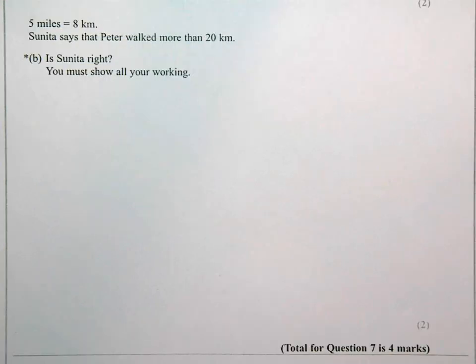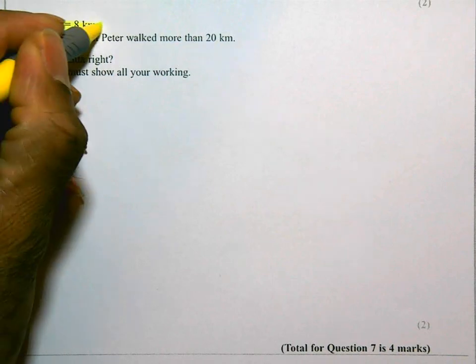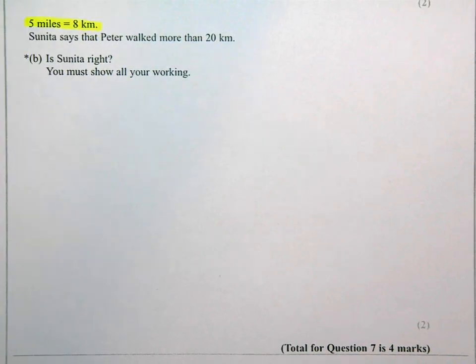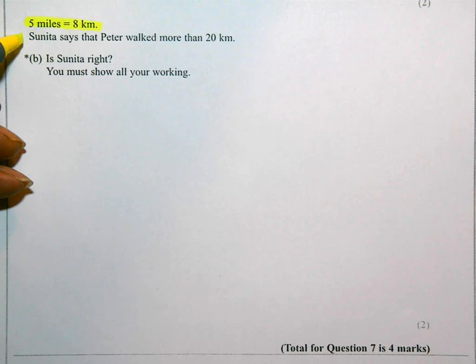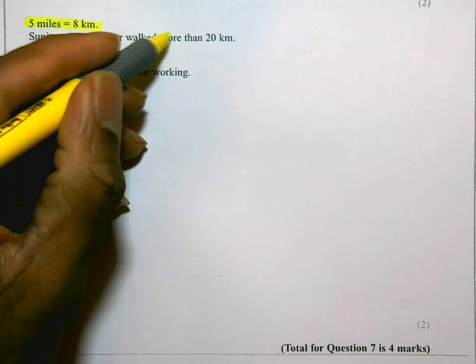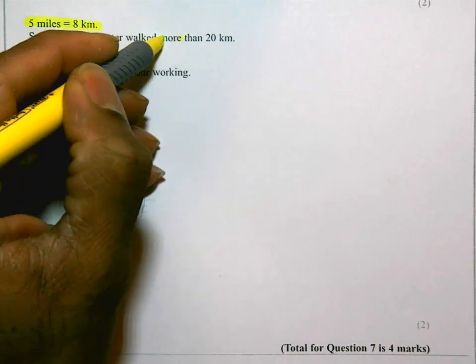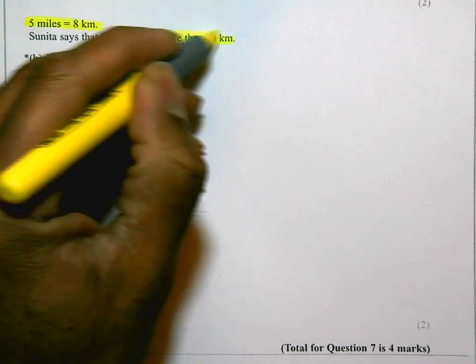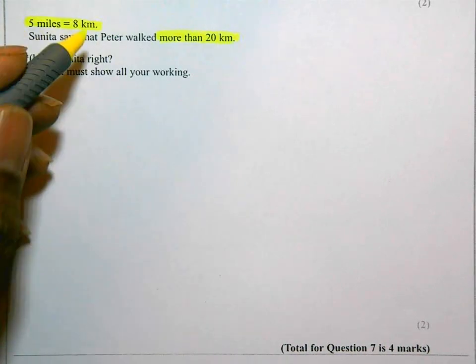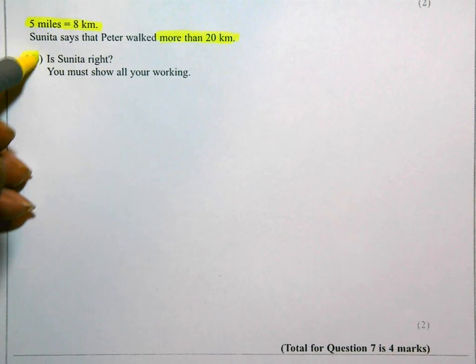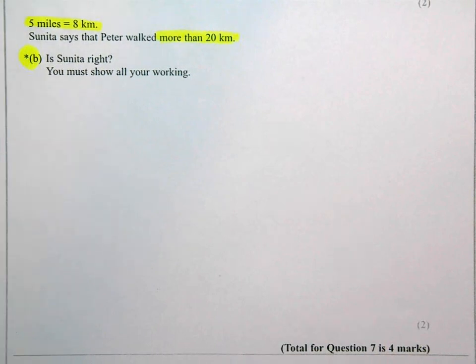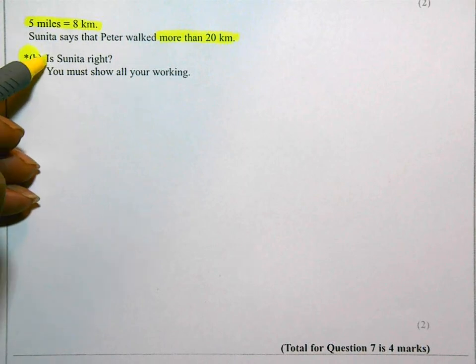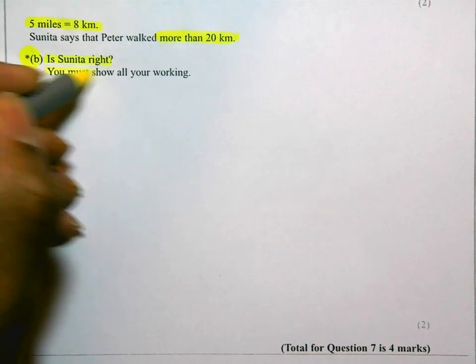Okay, looking at part B, let's read the question first. Here they tell us that 5 miles is equal to 8 kilometers. Sunita says that Peter walked more than 20 kilometers. I've just noticed here that there's a star next to part B, so there are marks for quality of written communication. And the question says, is Sunita right? You must show all your workings.